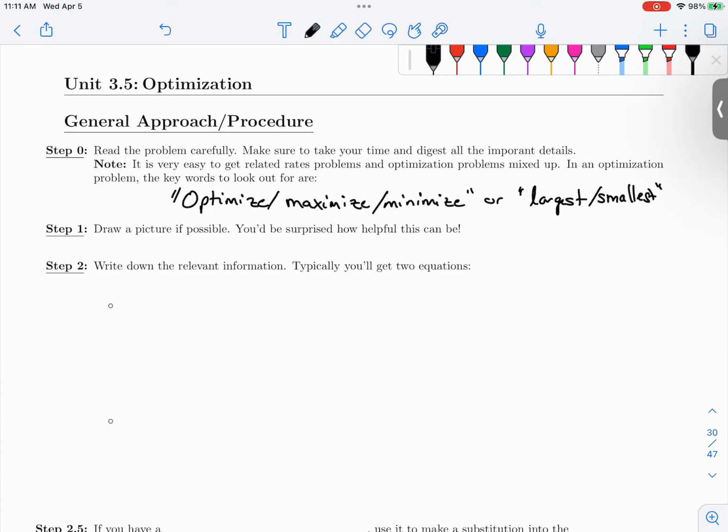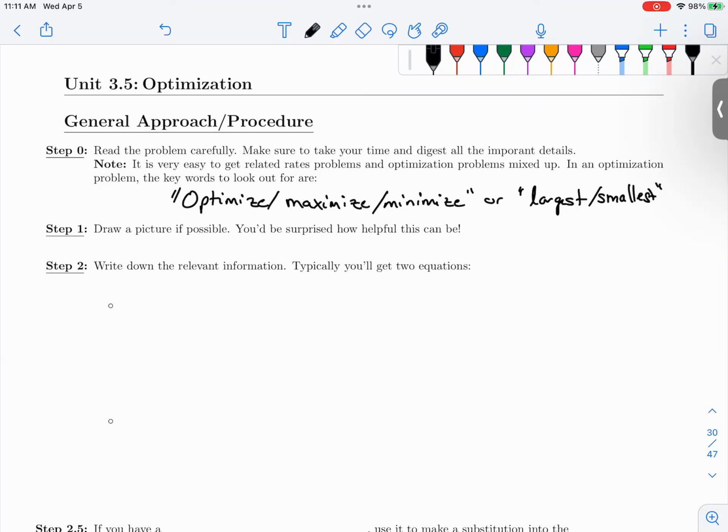Step one, as per usual in my course, if you can draw a picture, and you'd be surprised how useful it can be. It really helps. It can give you ideas on where to go. Step two is to write down the relevant information, not relative.